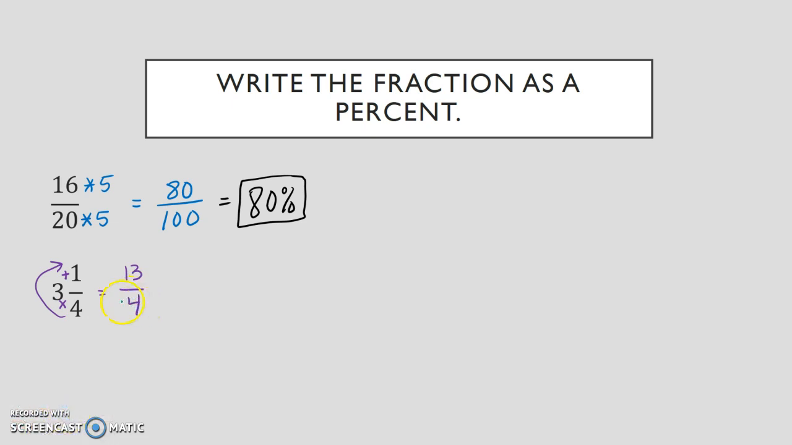Now I'm going to look to see, can I turn my denominator, which in this case is 4, into 100 by multiplying? And again, in this case, I can. I'm going to multiply both numerator and denominator, so both top number and bottom number, by 25.